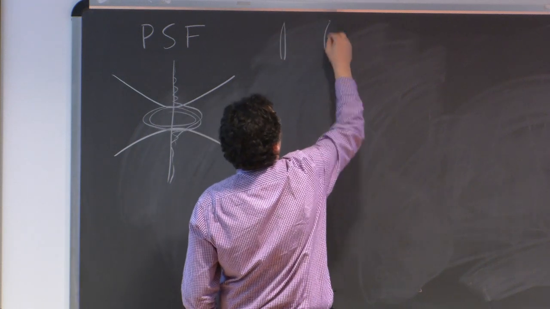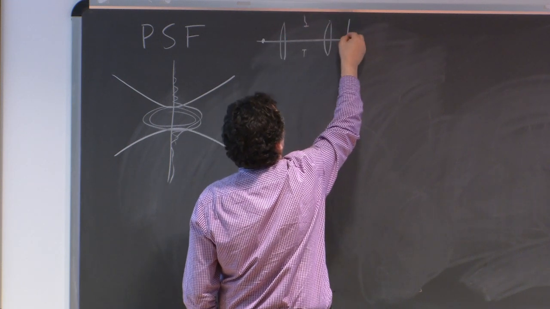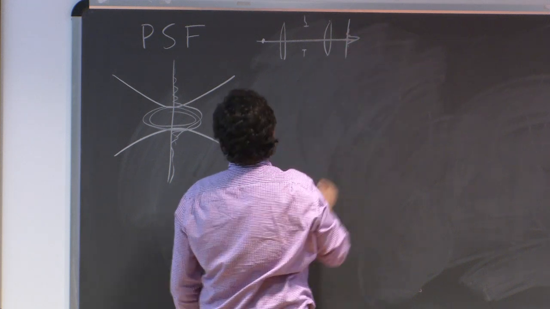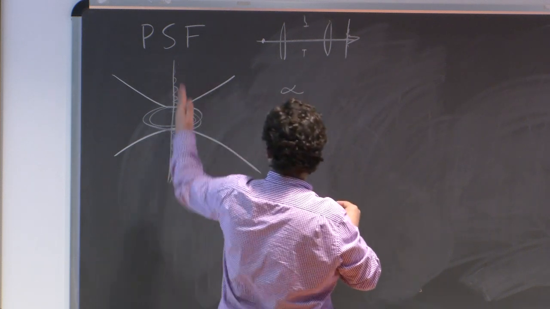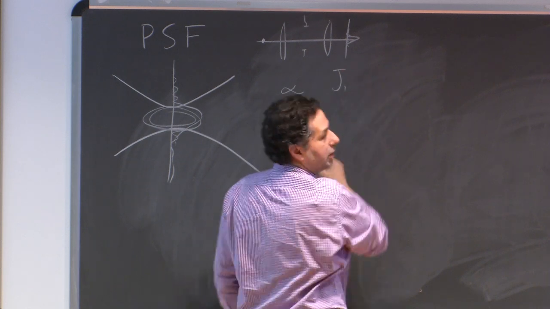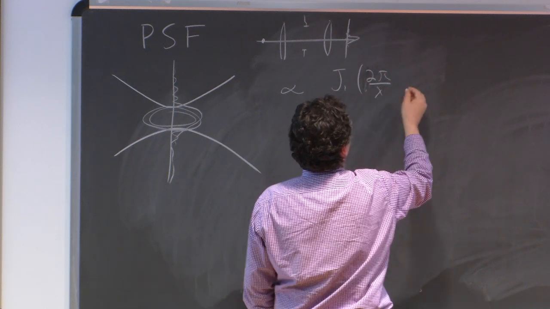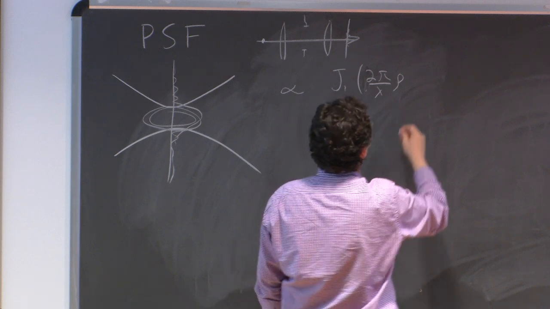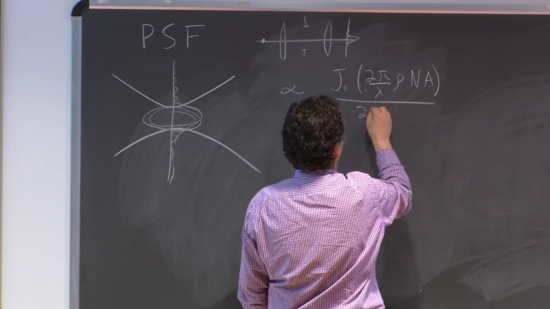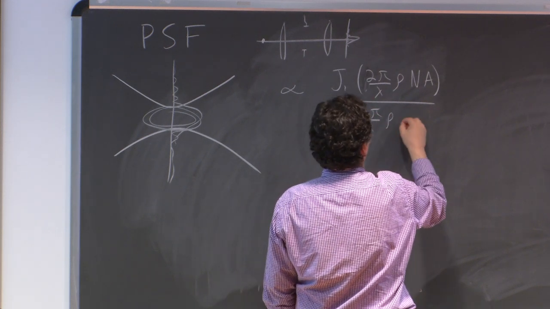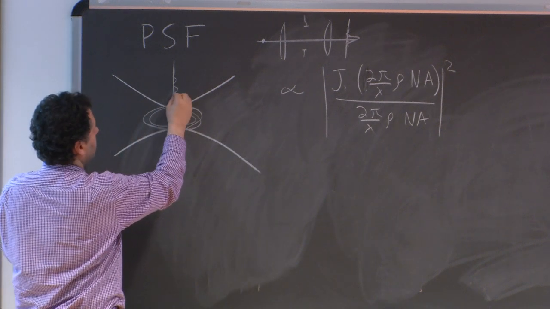So if you have the system, I write this diagrammatic system here with a pupil. I have an object here, and then I have the image here. This point spread function gives me something like this, and we calculated that on this plane it is proportional to J1, the Bessel function, of 2 pi divided by lambda times rho, which is the radial variable, times NA, divided by the same thing, 2 pi over lambda rho times NA, and all mod squared. So this gives me the width of this distribution.